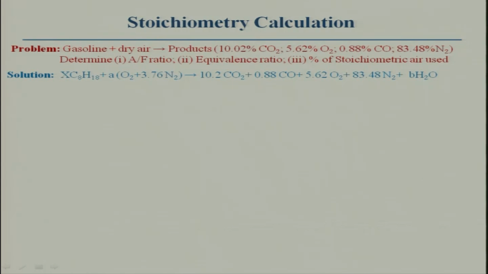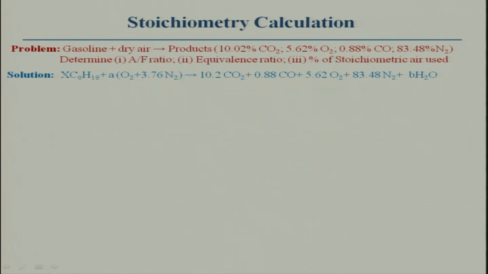So, gasoline can be represented as C8H18, right. Let us say X moles of C8H18 is reacting with A moles of air and giving the products of 10.2 carbon dioxide, 0.88 carbon monoxide, 5.62 oxygen, right. Some oxygen is there here also, that means it remains unutilized, and 83.48 nitrogen, and of course water will be formed, you cannot avoid water, okay. And assume that all are in gaseous form, right.